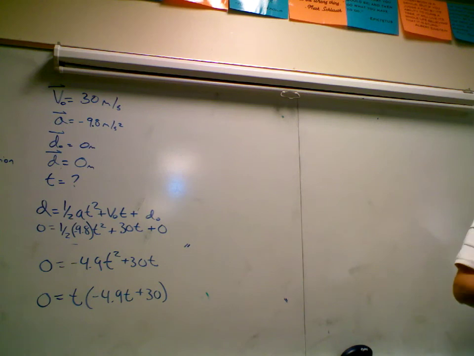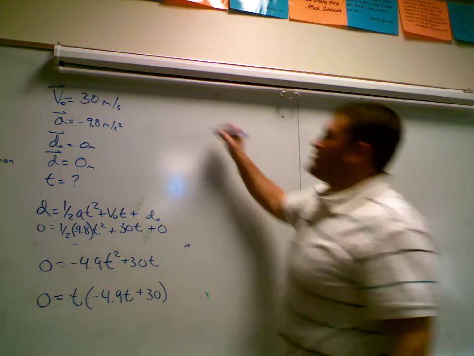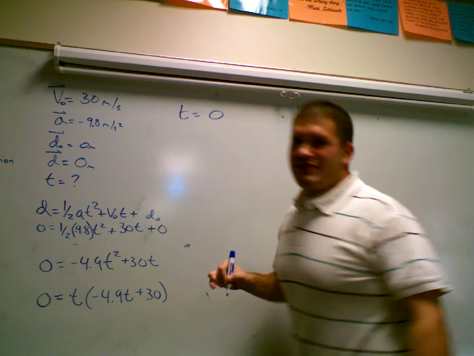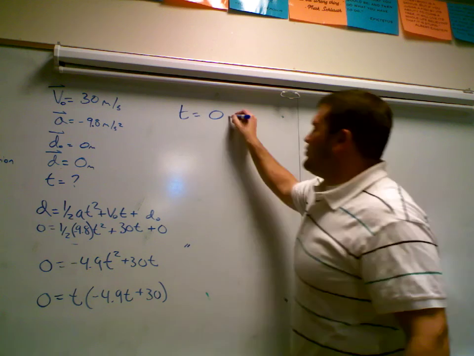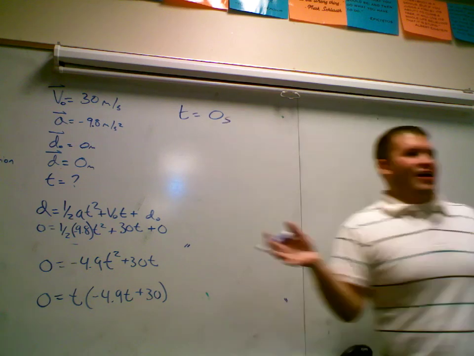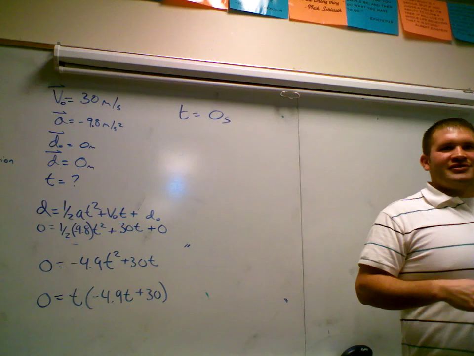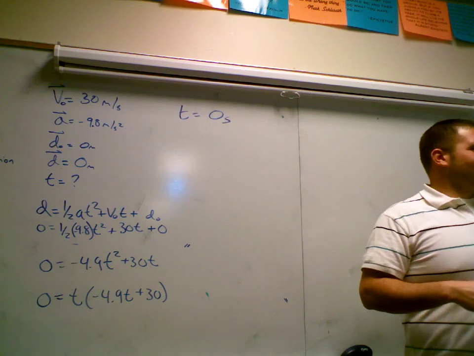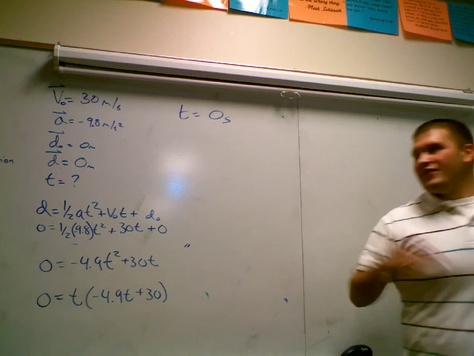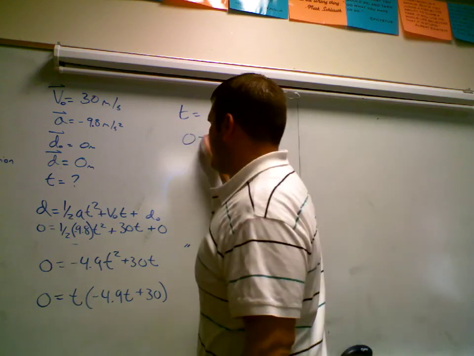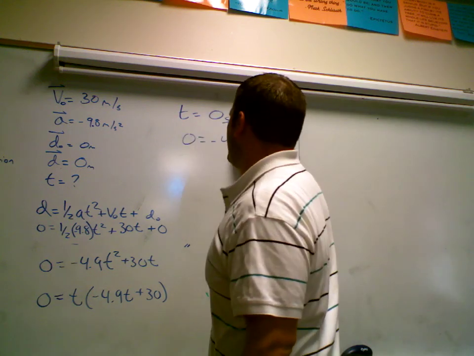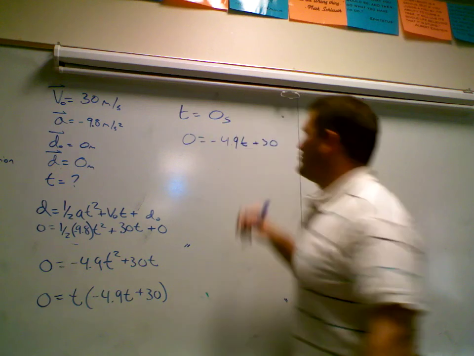So now I have two factors, right? If I want to find when this equals 0, that means we set our two factors equal to 0. So T equals 0. Great. The human cannonball's on the ground when it gets started. Wonderful. That's what we expected, right? The other one: 0 equals negative 4.9 T plus 30.